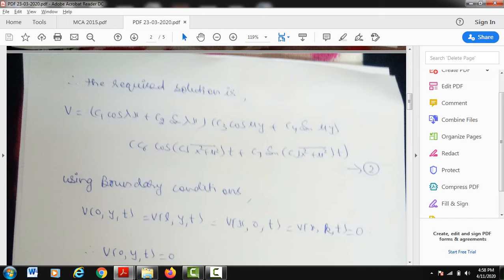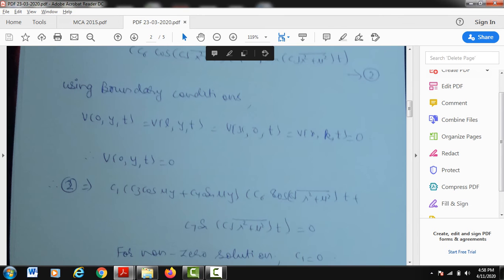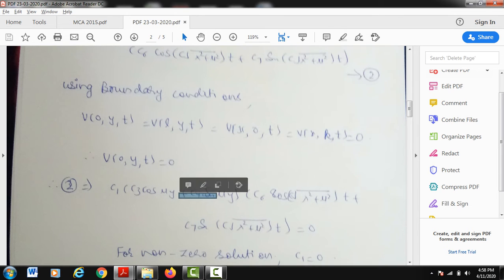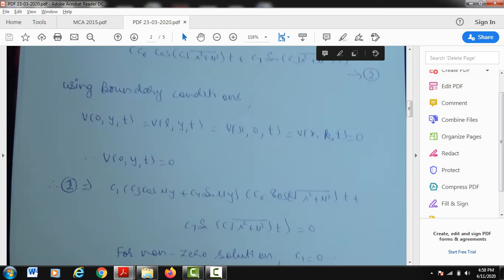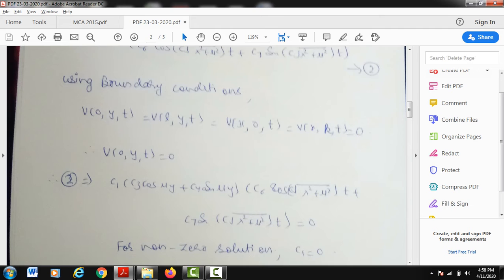So I am left with v equal to c1 times c3 cos mu y plus c4 sin mu y, times c6 cos c under root lambda square plus mu square into t plus c7 sin c under root lambda square plus mu square into t, and this is 0. So the product of these three factors is 0, but these two factors cannot be 0 because we want a non-zero solution. So we are only left with c1 is equal to 0.